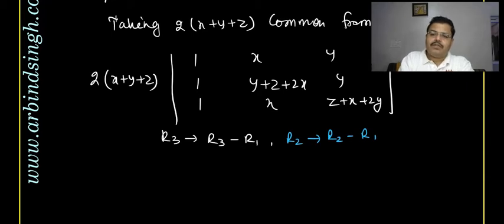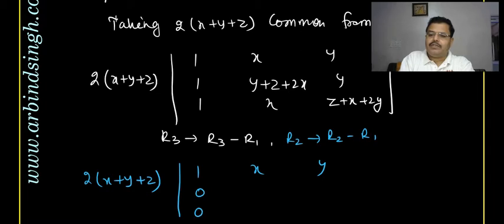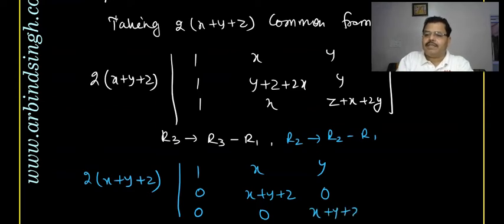Then R1 is not going to change, so we will write it like x plus y plus z and 1, x, y, that will be 0, 0. y plus z plus 2x minus x is x plus y plus z, and y minus y is 0. If I do R3 minus R1, then it will be 0, and z plus x plus 2y minus y is x plus y plus z. I hope you got it.